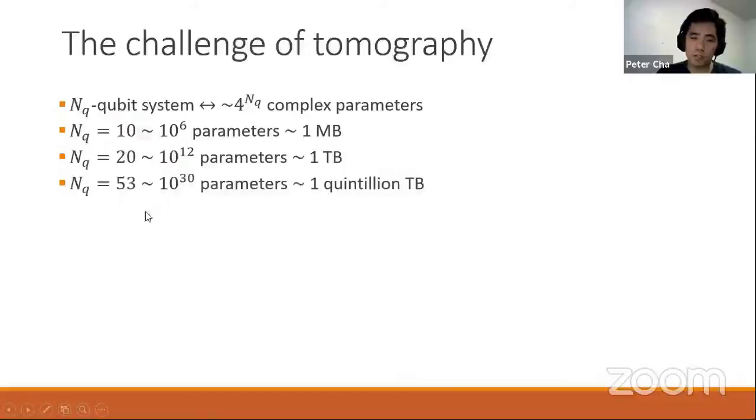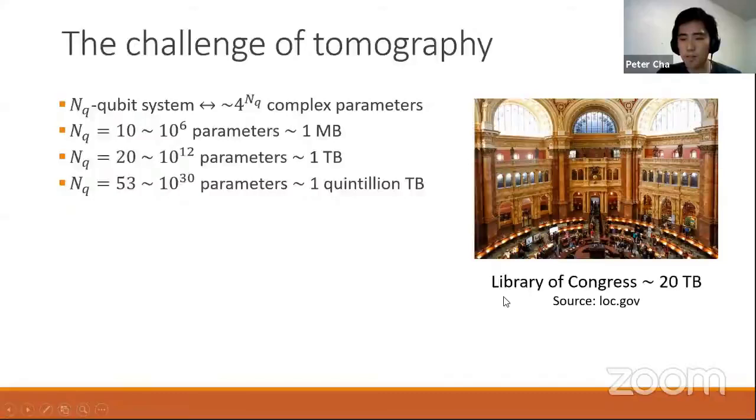For a 53 qubit system, such as the one that was used in Google, and is available to a few other state of the art quantum devices, describing the density matrix will involve 10 to the 30 parameters, which will involve 1 quintillion terabytes of storage data, which is beyond our capacity to either store or work with in any reasonable way. Just as a comparison, it has been estimated that all the information stored in the Library of Congress comes out to about 20 terabytes, which puts it somewhere between the 20 and the 53 qubit range.